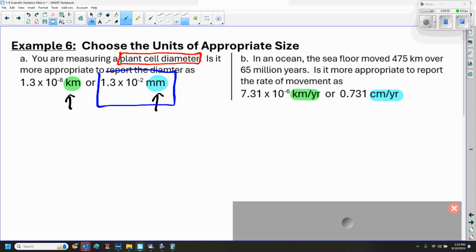And if we're talking about per year, and this is 475 kilometers over 65 million years, that's really teeny pieces of movement each year. Does everybody understand that? Okay. So do you think we would more appropriately report it as kilometers per year or centimeters per year? This one again would be centimeters per year.